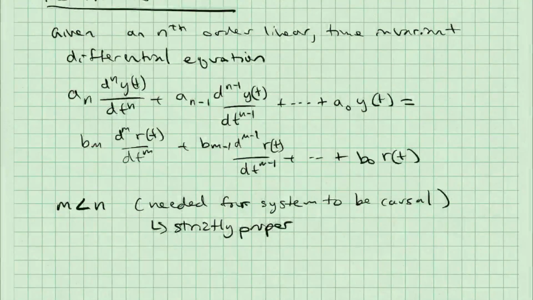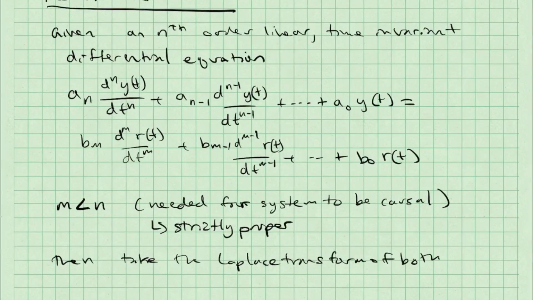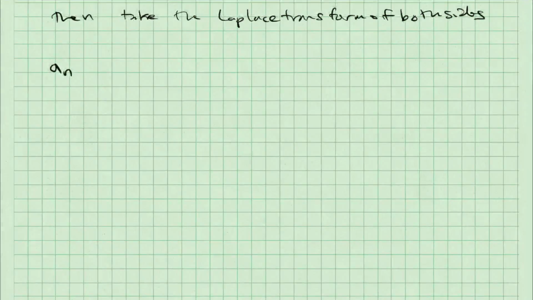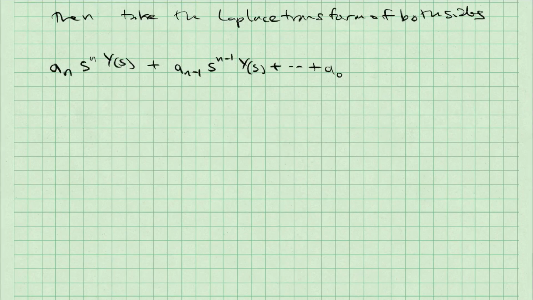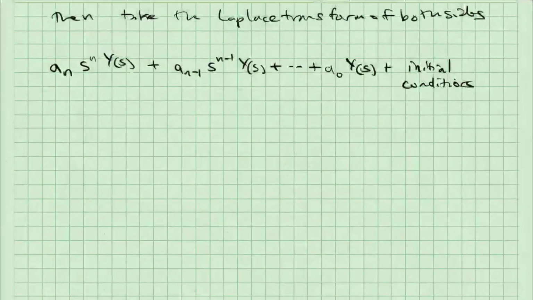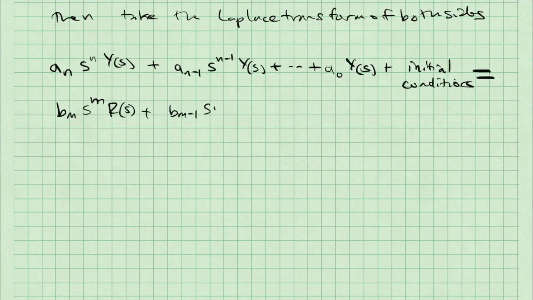Then to further develop this, I'll take the Laplace transform of both sides. What I get is a sub n multiplied by s to the power n, Y of s, plus a sub n minus 1 s to the power n minus 1, Y of s, plus continuing down to a naught Y of s, plus initial conditions as the result of this derivative. On the other side, I'll have something similar. I'll have b sub m s to the power m, R of s, plus b sub m minus 1 s to the m minus 1 power times R of s, and so on, including some initial conditions.